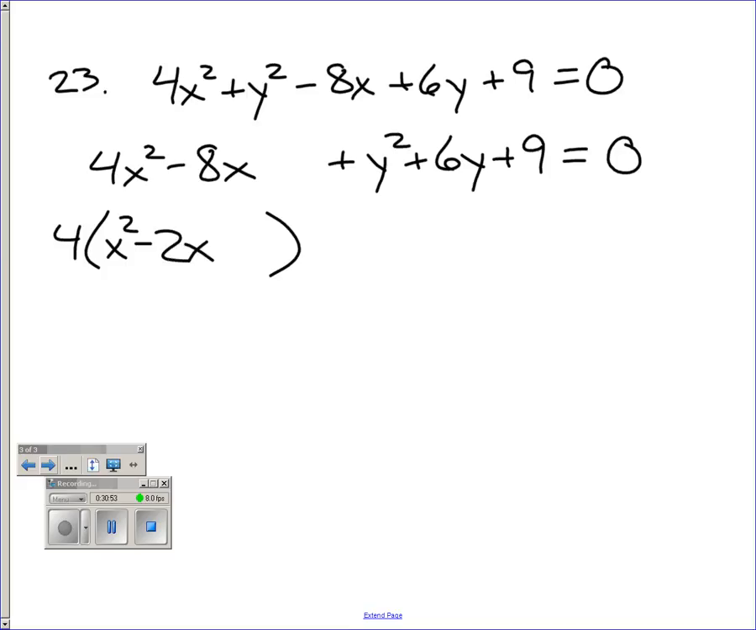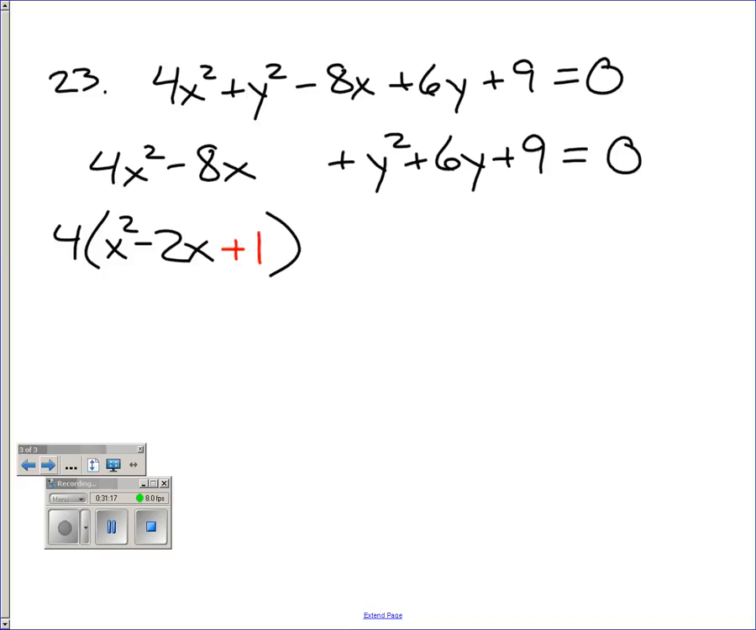We factored the 4 out. It was a common number. And see, it's this coefficient right here. We got to pull that out so that we can get a 1x squared so that we can complete the square easily. X squared minus 2x, well, we got to take half of negative 2, which is negative 1, and then square it. So that's going to be plus 1.